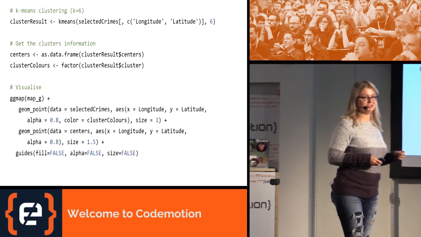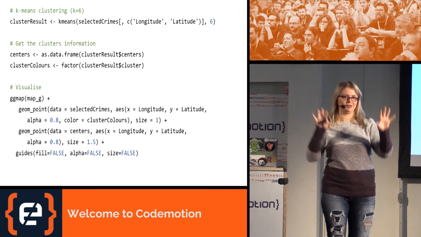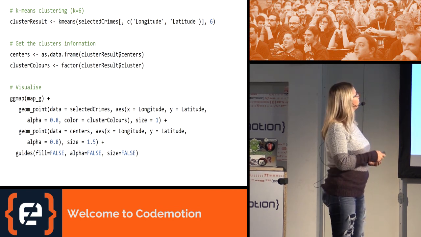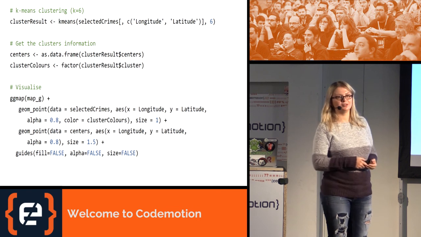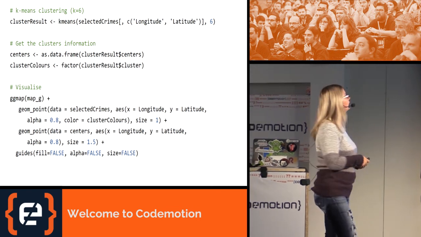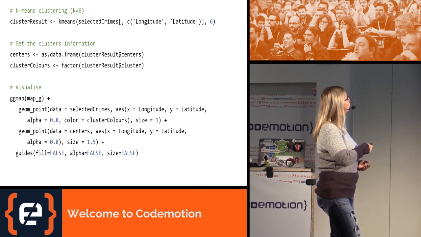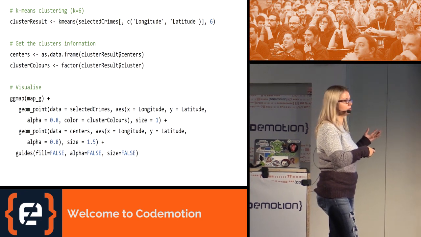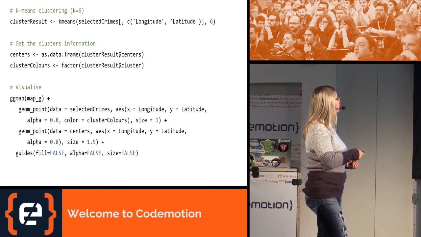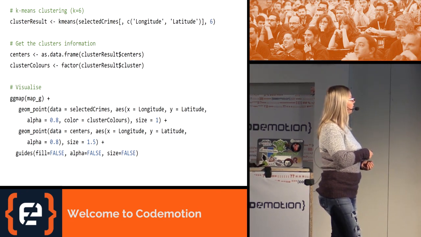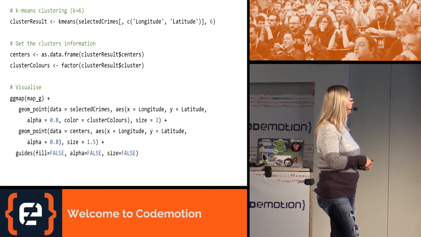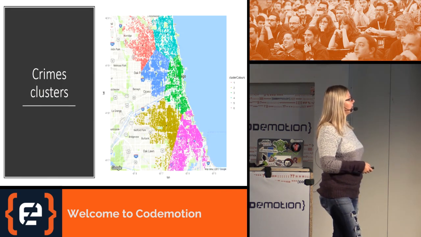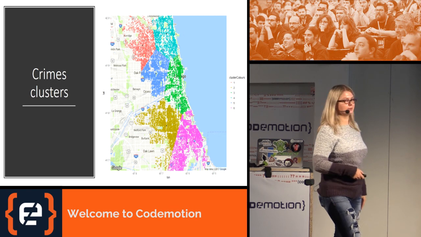What I wanted to do is cluster the crimes by space. And I use the function called k-means. I get my selected crimes, I only took longitude and latitude, and I wanted 6 clusters. Once I have this cluster result, I took the centers of my clusters and used a factor to give different colors to the clusters, and I did exactly the same thing. I took the map that I created previously and put the points for my selected crimes and my centers, and this is something connected with the legend. So these are my clusters.